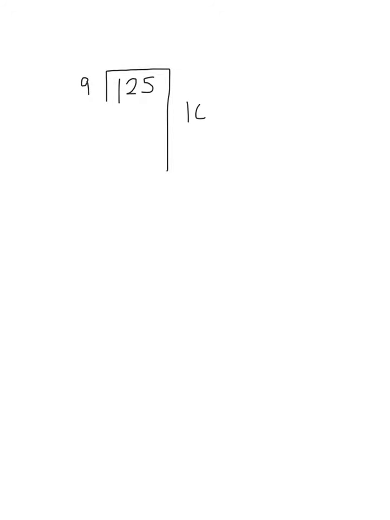We know that 9 times 10, we could give everyone at least 10, so that'd be 90. So we still have 35 left. Well, 9 times 4 is 36. I don't have 36 to share, so I guess it'd be 3. So that'd be 27. Subtract there, I'm left with 8. So in other words, we could give each person 13, and then we have 8 ninths left.